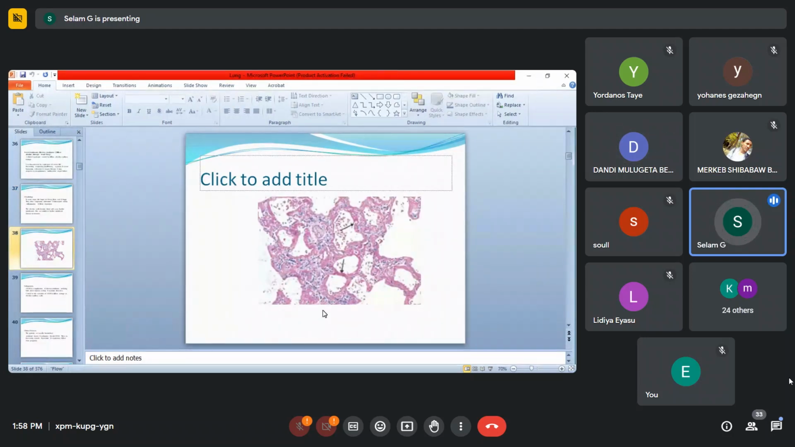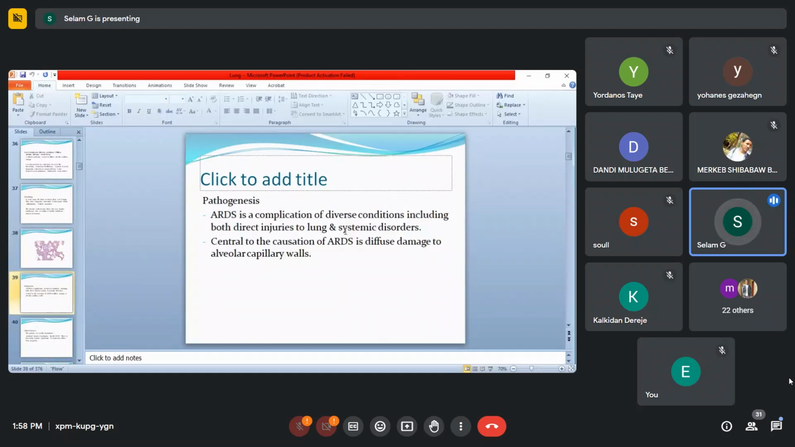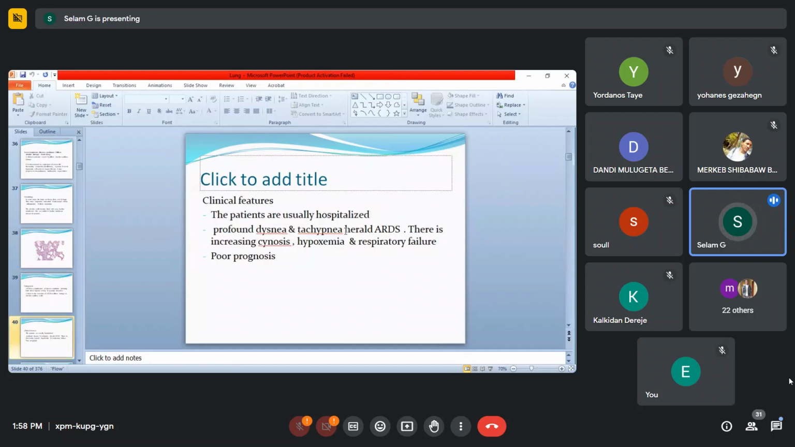So you remember the image we saw for the normal alveolar wall. Here you see inflammatory infiltrates and hyaline and edema expanding that alveolar wall, making the barrier between the capillaries and the air so significant that the normal oxygenation of blood cannot take place. So ARDS is a complication of diverse conditions, including both direct injury to the lung and systemic disorders, and central to the cause of ARDS is diffuse damage to alveolar capillary wall due to various disease conditions.